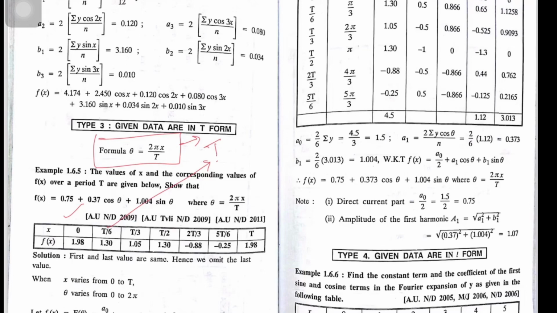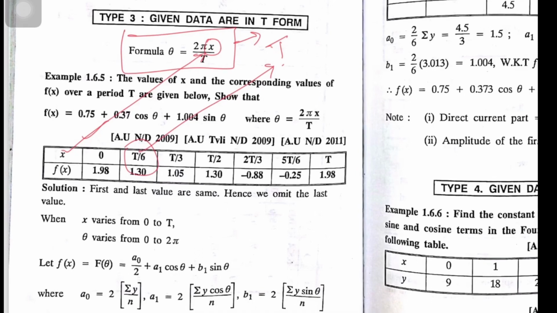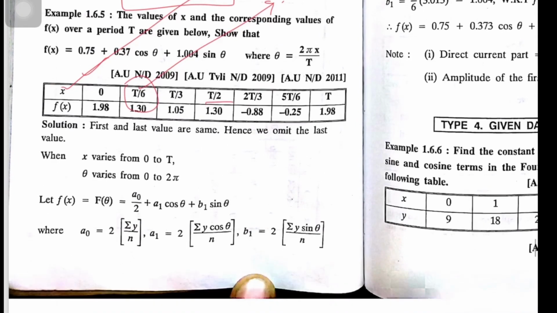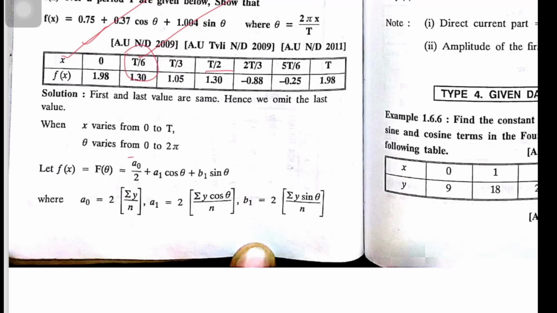So what do you do? In place of x, I have to put this x value. In place of x, I put t by 6, then t by 3, t by 2. But the rest of the things are the same: a0 by 2 plus a1 cos theta plus b1 sin theta.